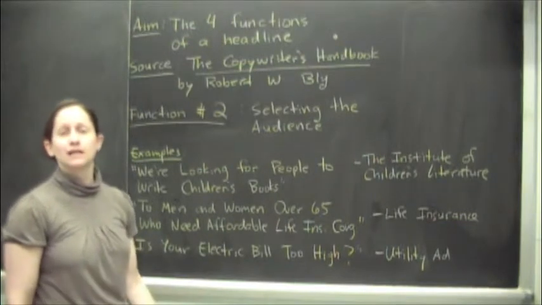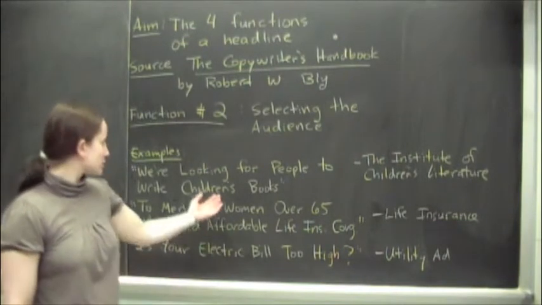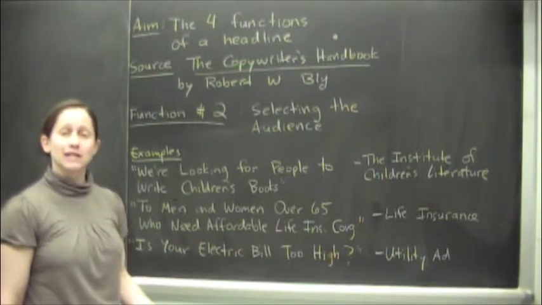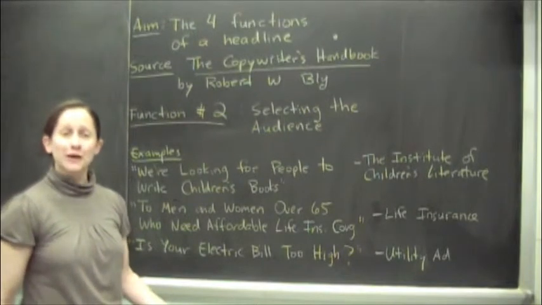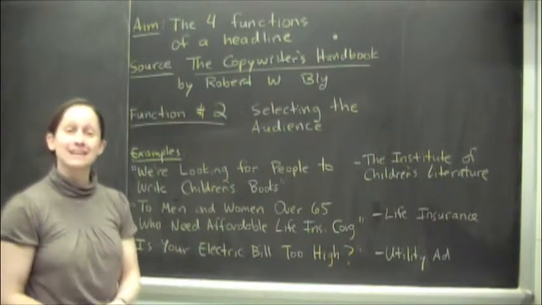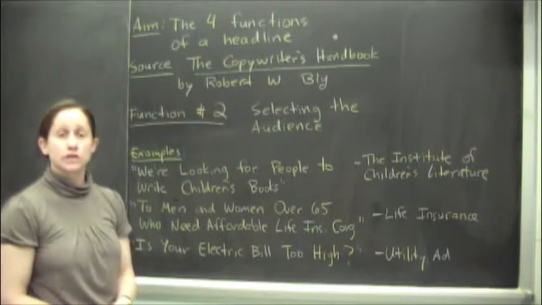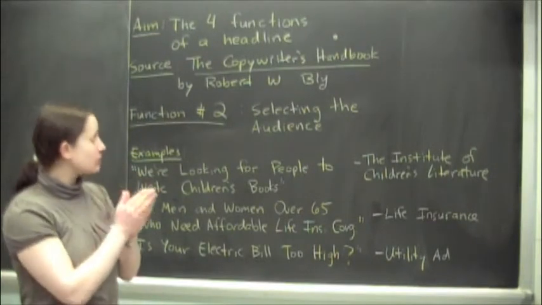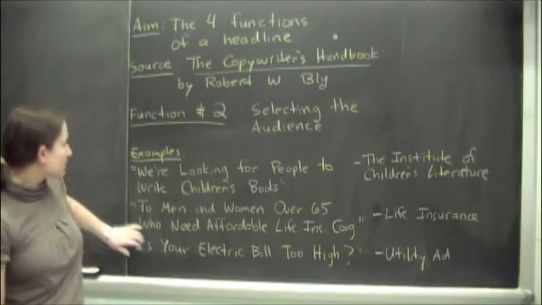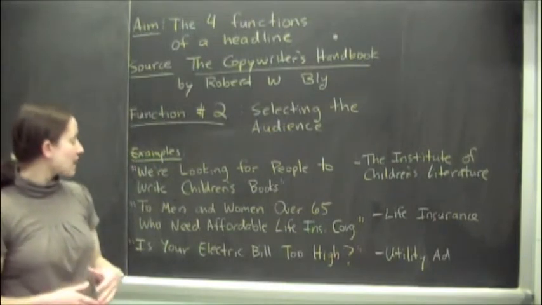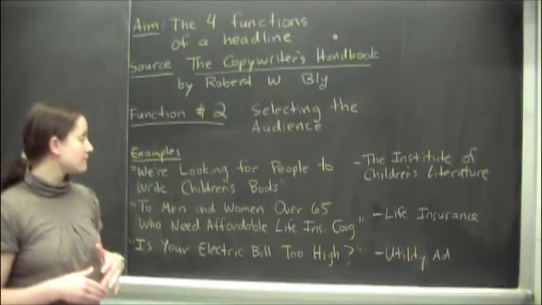They're not going to get someone who just writes essays and isn't interested in children's books. You're not going to get someone who can't read and write, right? Because they have to read the ad. And you're not going to get someone who is just not right for it. So very selective. Next example is to men and women over 65 who need affordable life insurance coverage.